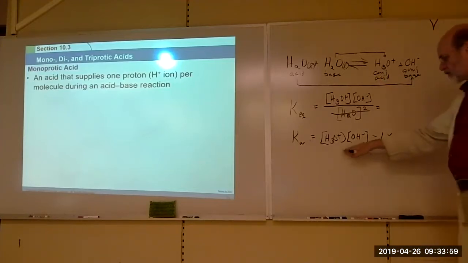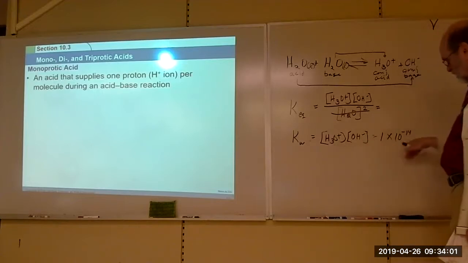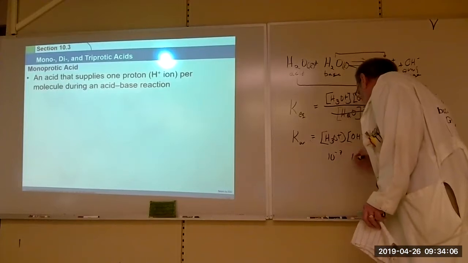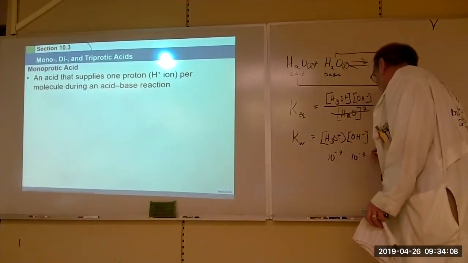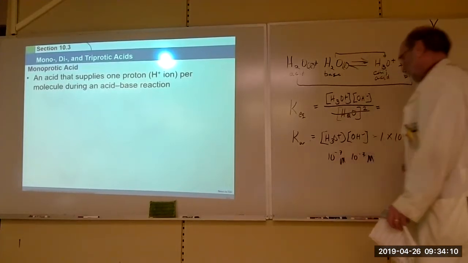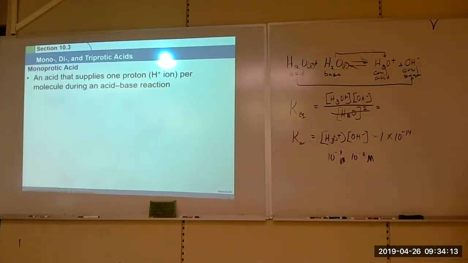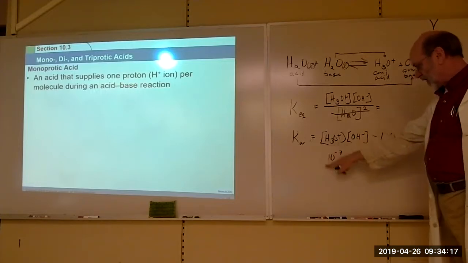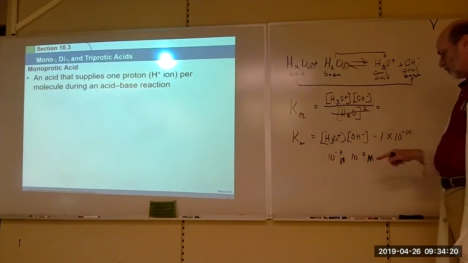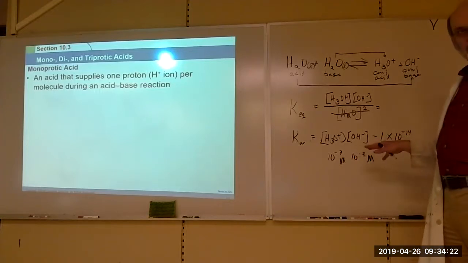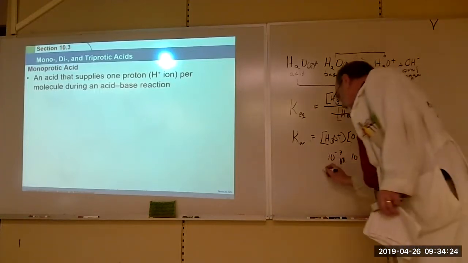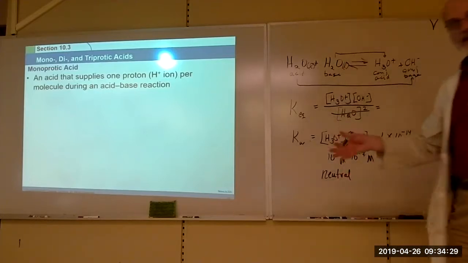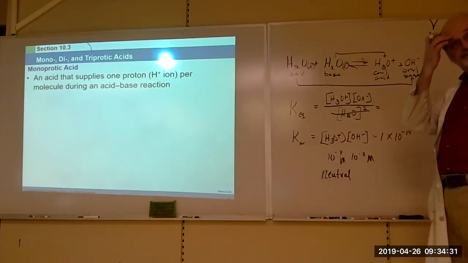So what two numbers multiplied by each other would give you that? 10 to the minus 7, 10 to the minus 7. And by the way, this is molarity. So in pure water, you have this much hydronium, this much hydroxide, and they're equal. This is a neutral situation. It's not acidic, it's not basic.